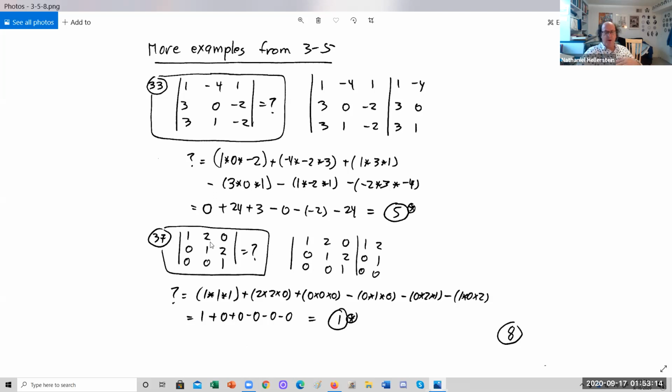Here's the determinant of 1, 2, 0, 0, 1, 2, 0, 0, 1. What is that? Well, okay, I put the 1, 0, 0 and 2, 1, 0 columns right next to the matrix. And we take products along downward and upward diagonals. 1 times 1 times 1 here, 2 times 2 times 0 here, 0 times 0 times 0 here, 0 times 1 times 0, subtract it here, minus 0 times 2 times 1 here, minus 1 times 0 times 2 here. Almost all of these are 0. The first one is 1. So you get 1 plus 0 plus 0 minus 0 minus 0 minus 0. It's just 1.